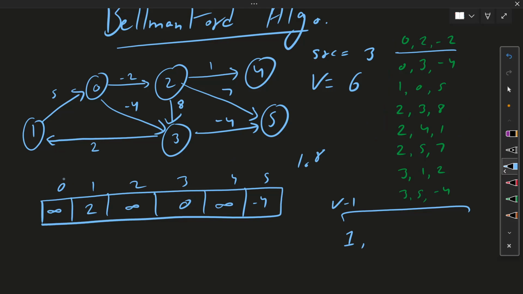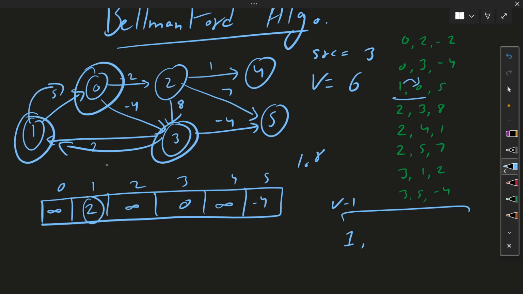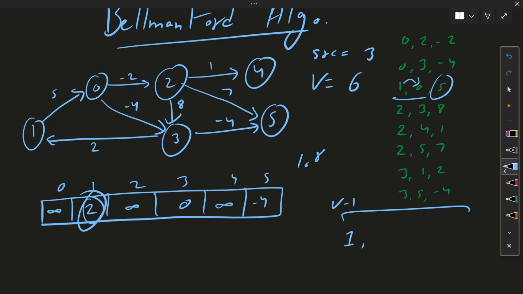From 0 to 2, we have not reached 0 yet. 0 to 3, we have not reached 0. From 1 to 0, yes, we will go from 1 to 0. To reach 1, we have to take 2. Then further we are going from 1 to 0. So we have come from this path, then this path. To reach 1, we have to carry 2. Then again to reach 0, we have to carry 5. So in total cost to reach 0, this plus this value. So to reach 0, we need to take 7. So we will just fill 7.